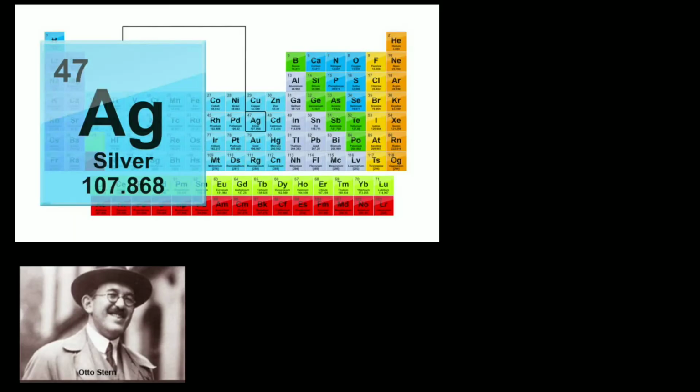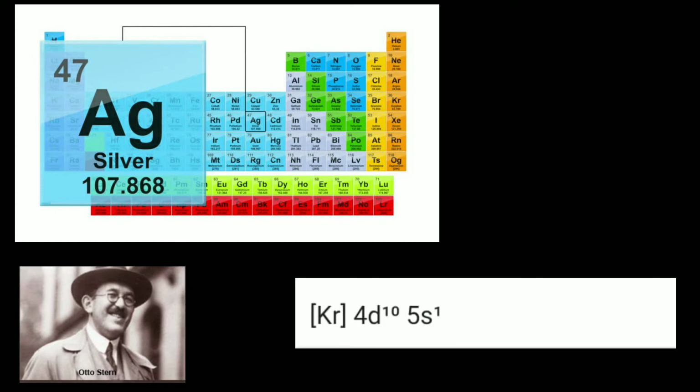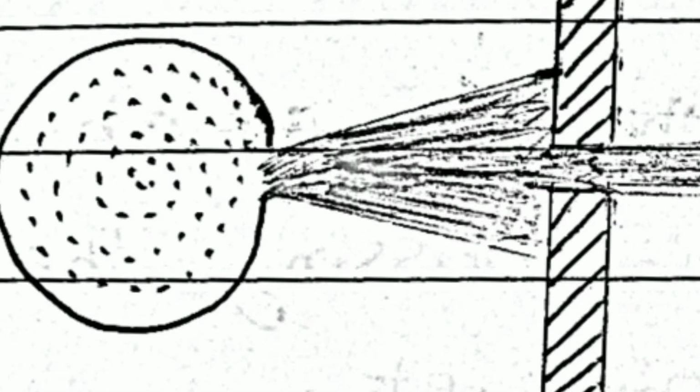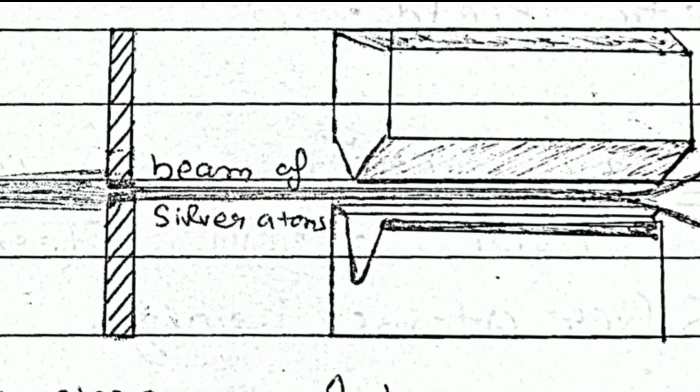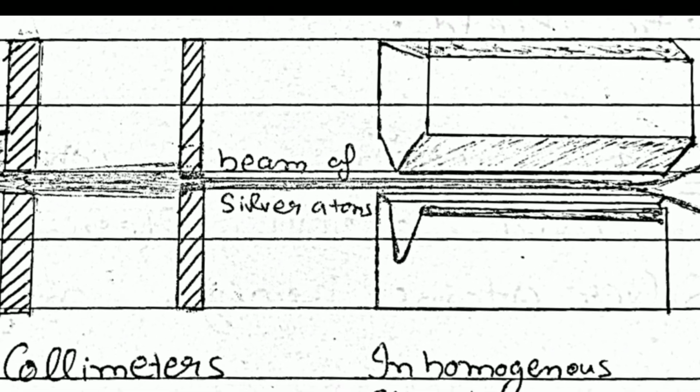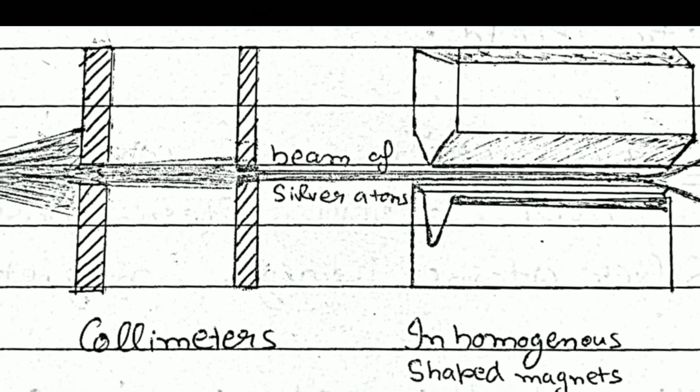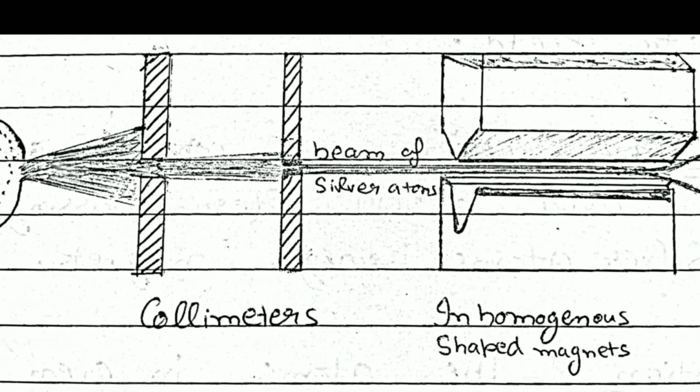So Stern performed an experiment using silver atoms. When we look at the configuration of a silver atom, we may find that it has only one electron in its valence shell, which means that the spin was already determined by that valence electron. So a superheated beam is made by these collimators and specially designed magnets to give them direction, which means they have to interact with each other in order to attain the desired position.